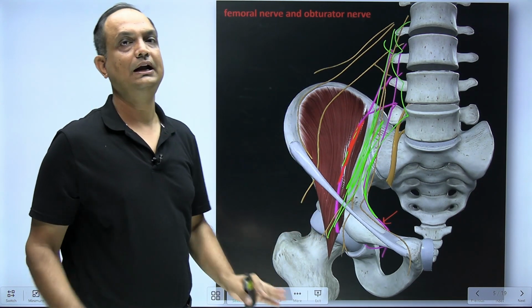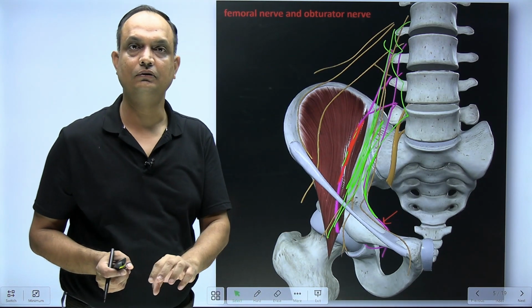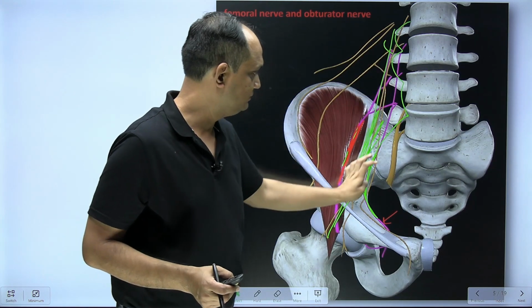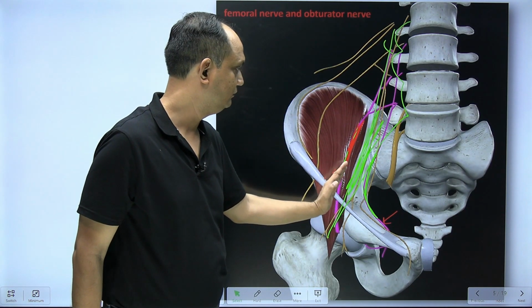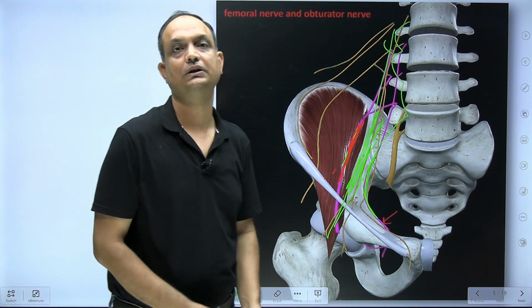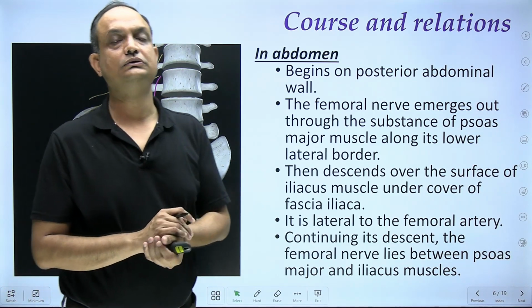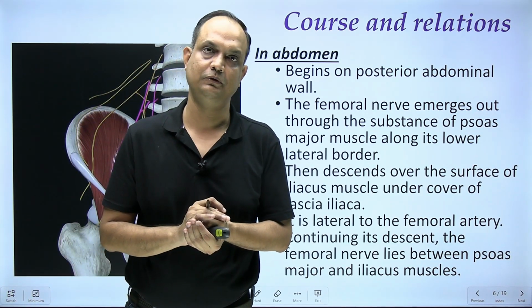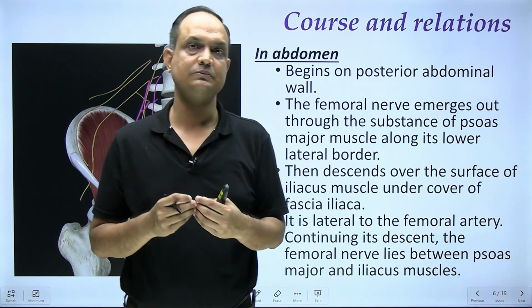So whenever you are trying to identify the femoral nerve and obturator nerve and their exit from the psoas major, you have to look lateral to the psoas major for the femoral nerve and medial to the psoas major for the obturator nerve. So now what is the course and relation of the femoral nerve? As I already told you, it arises from the psoas major.